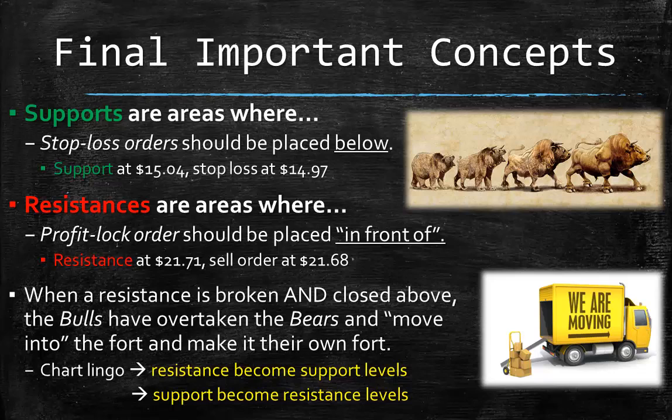Now, resistances, these are areas where profit lock orders should be placed in front. I like to call this kind of cutting in front of line. And so let's just say resistance is at 2171. Cut in front of line, because remember, you're not the only person that uses charts. I'm not the only person that uses charts. A lot of people are going to be staring at that 2171 area.